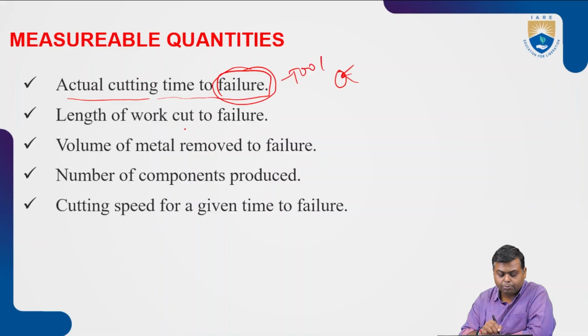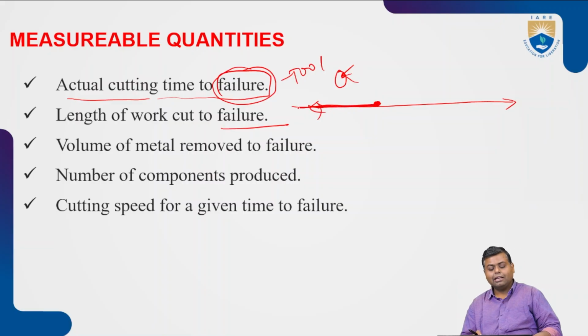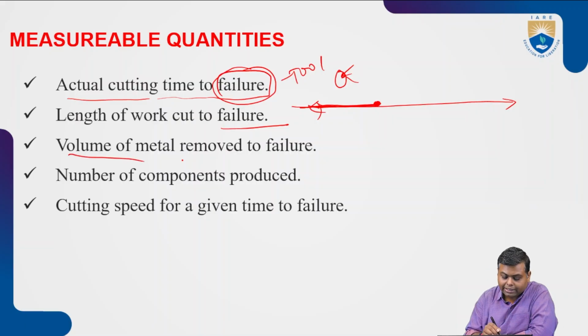Next, the length of the workpiece to the failure. So the length of the cut: suppose this is the length of the workpiece I need to machine. Suppose it has started cutting from this direction. Now the tool has got blunt at this point. Now this length will be considered as the length to which the tool has failed. Next, the volume of the material removed to the failure. So you can have the volume, how much volume has been removed to the failure point.